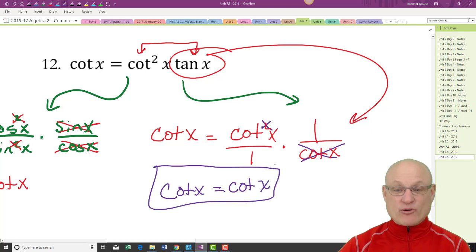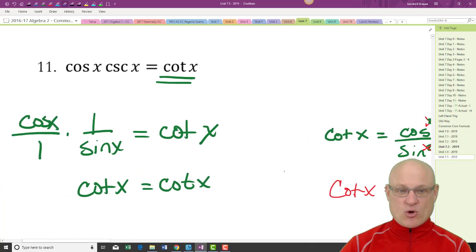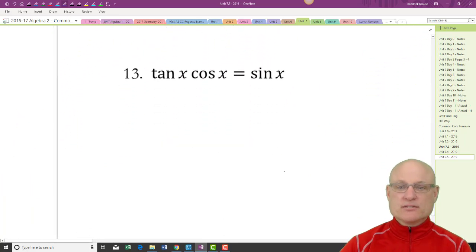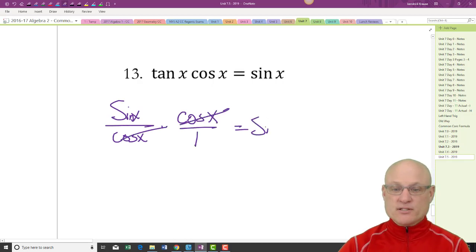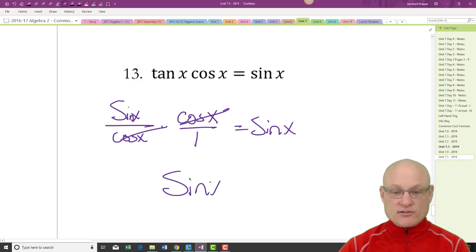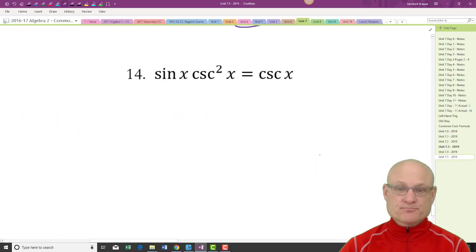Either way, they were pretty easy. Doesn't really matter. I think turning things into sines and cosines is always a good idea. This one should be fast. Sine x over cosine x times cosine x over 1. The cosine x's cancel. And it's not good enough to leave it like this. You need to write sine x equals sine x.